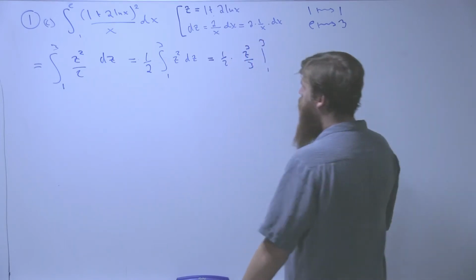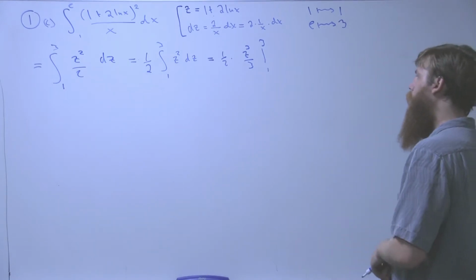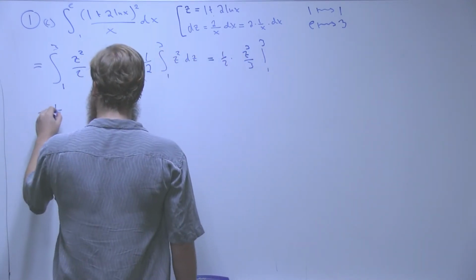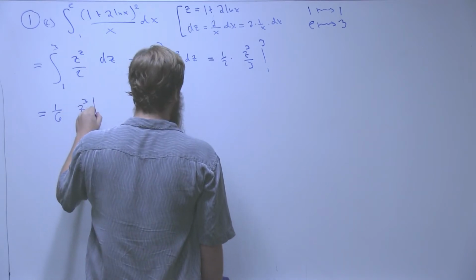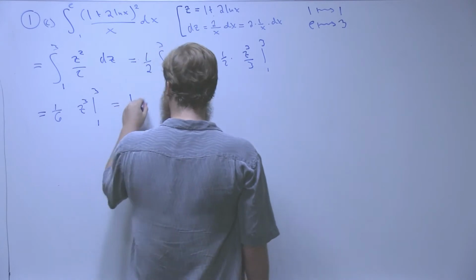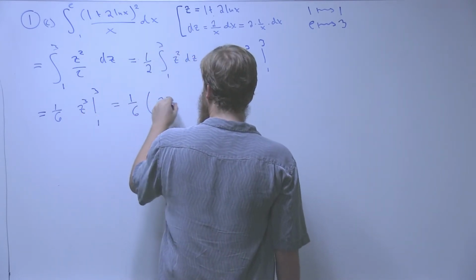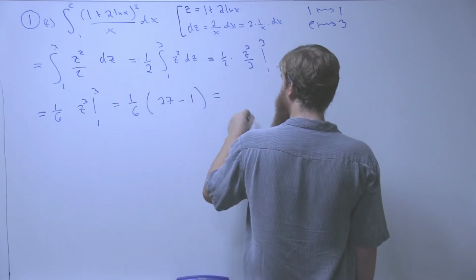And evaluate between endpoints. Of course, z squared has antiderivative z cubed over 3. I can lump my constant factors out front as 1/6. And then I've got z cubed evaluated between 1 and 3. That's 1/6 times 3 cubed, which is 27, minus 1 cubed, which is 1. So this is 26 over 6.